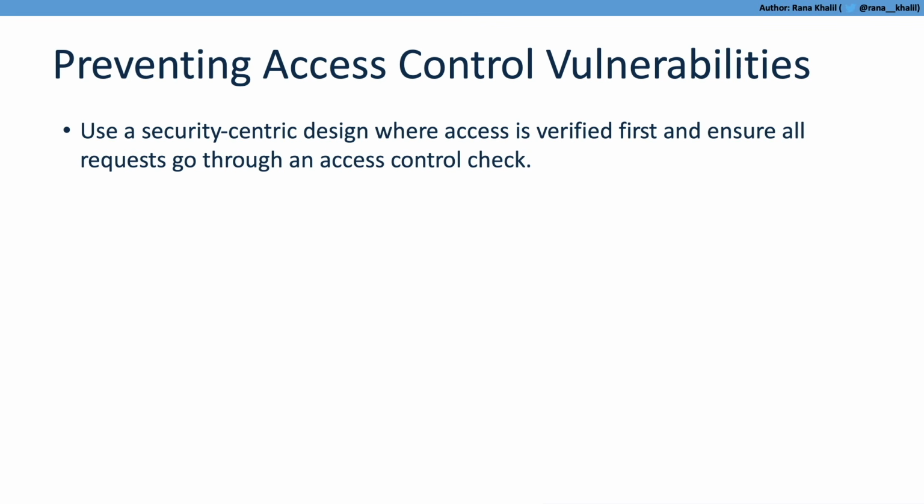All right, let's move on to the last section, which is how to prevent access control vulnerabilities. Number 1, and this is really important, is that you use a security-centric design where access is verified first and ensure all requests go through an access control check.